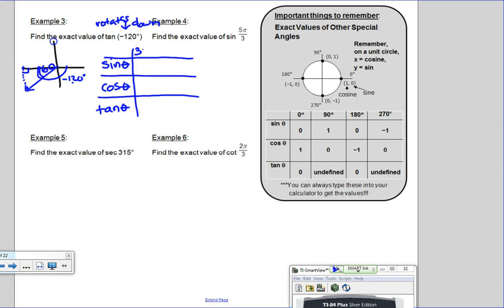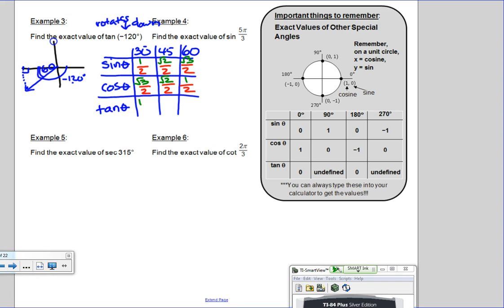We're going to have our numbers 30, 45, and 60. Our sine and cosine rows have two denominators. Our numerators go up in order: 1, radical 2, radical 3. Our cosines go in reverse order. And then to get tangent, you just put the two green numbers on top of each other.